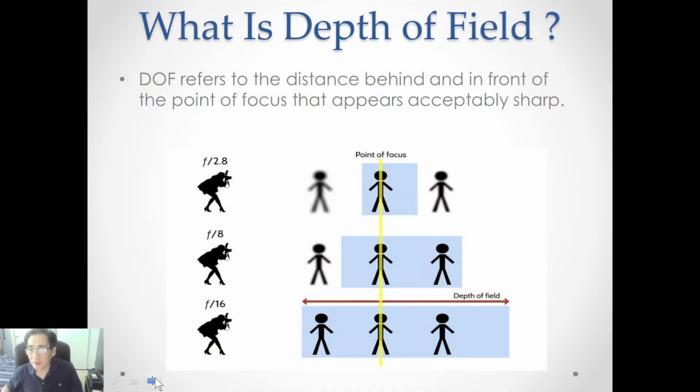Okay, so what is depth of field? By definition, when we talk about depth of field, we are talking about the distance in front of the point of focus. In this example, the point of focus is where the yellow line is. So the distance in front and the distance behind the point of focus is, in the technical term, in acceptable focus, or acceptably sharp.